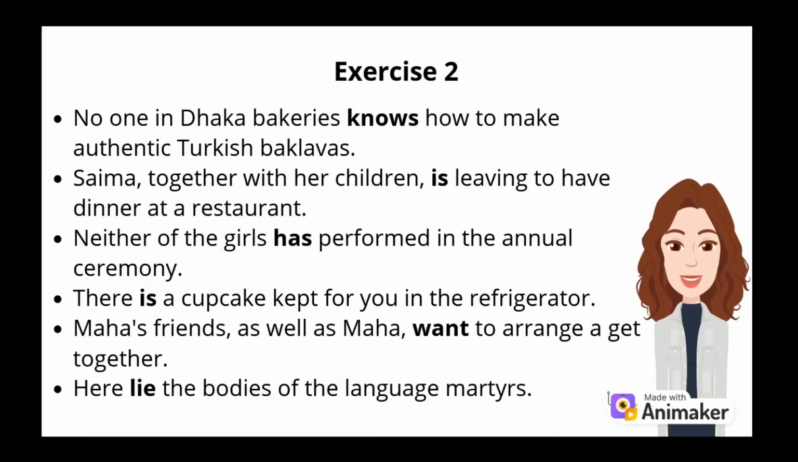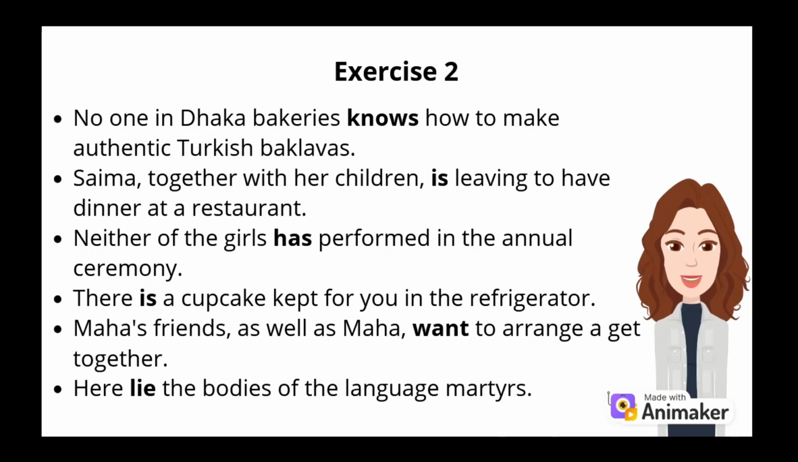Next question is there is or are a cupcake kept for you in the refrigerator. Here the answer will be is, because according to the sixth rule, when sentences begin with here and there, the true subject follows the verb. So here the true subject is a cupcake, which is singular. That is why the answer will be is.